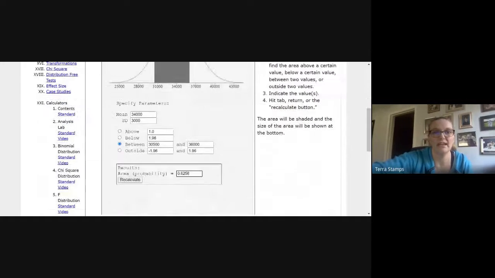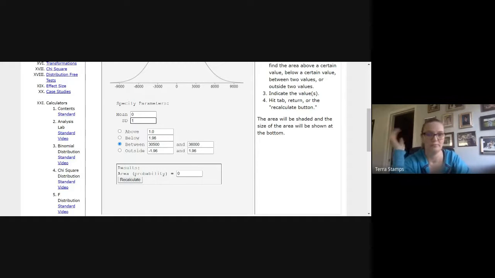So this is what it looks like. You would need to put in the mean and standard deviation if it's given. If it's not given, then you can just default to 0 and 1. Now, the above, below, between, outside of kind of things, that's going to depend on the problem.